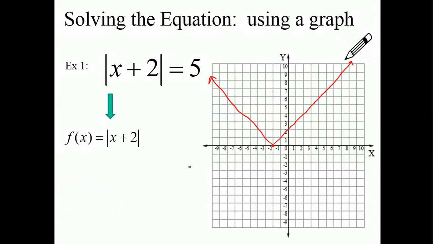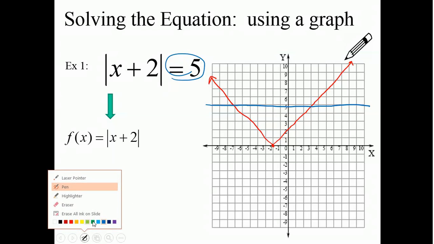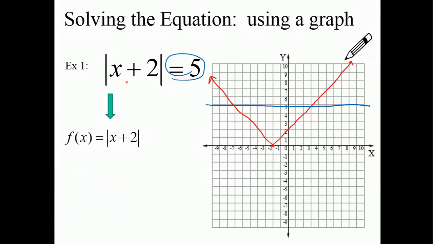Notice how I have graphed my absolute value. Now, where does it equal 5? At 5, I'm going to put a line right here. What they're asking us to do is figure out where this equation equals 5. Well, it's where the two intersect, right here and right there. So my two answers would be x equals negative 7, and x equals 3. That's where the graph of the absolute value of x plus 2 crosses 5 on the y-axis.